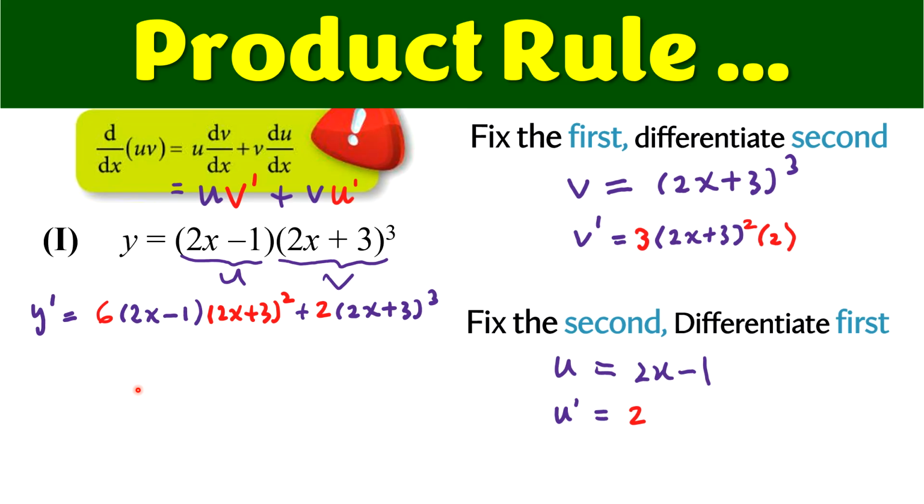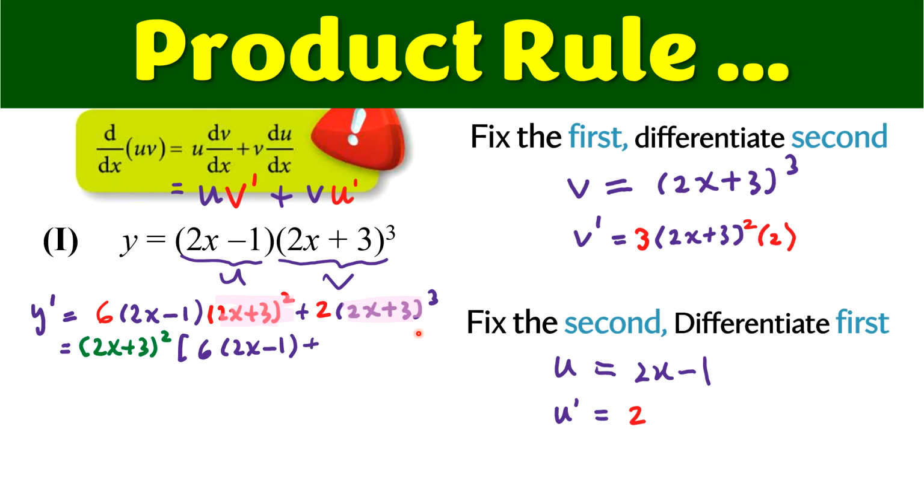Now, once I have this, I cannot just leave the expression like this. I will need to further simplify it. How do I simplify? You observe that there is actually a common term, which is (2x plus 3) squared. So I am going to factorize out this common term, (2x plus 3) to the power of 2. Once I factorize this, if you look at the first half of the expression, what it leaves us with is 6 bracket 2x minus 1.